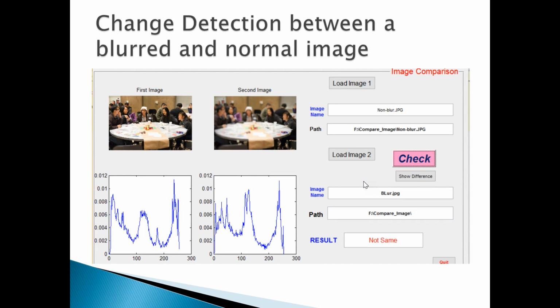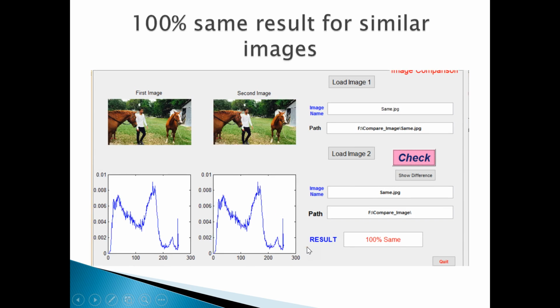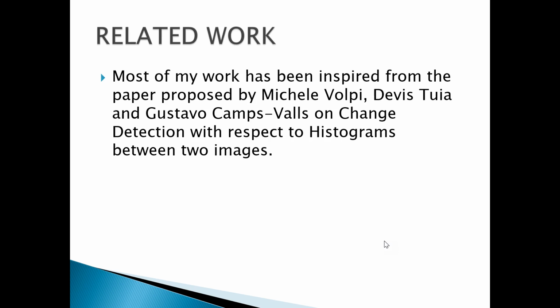So my third test case would be showing the differences between a blurred and a normal image. This is in terms of the graph. You can see the difference here, and the result is not the same here. And I wanted to show you a test case where the result is 100% the same. So I uploaded the same image twice, so the graphs turned out to be the same and the result turned out to be 100% the same. I'll be showing you all the test cases very soon.